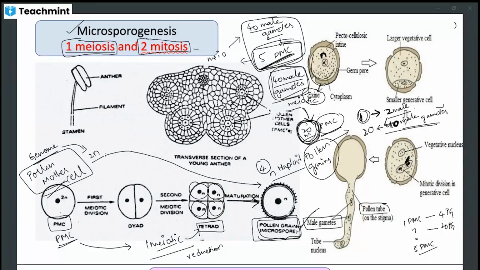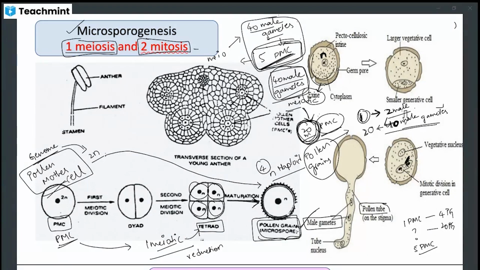How many meiotic divisions will be required to produce 40 male gametes? Anyone? Hello? Hello, am I audible?